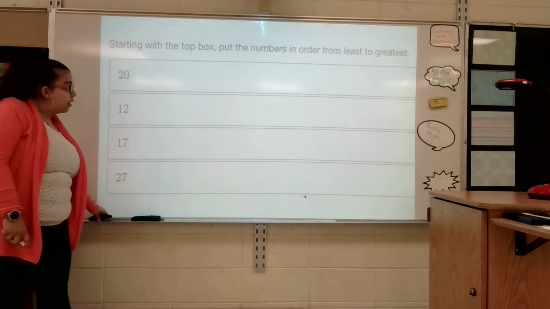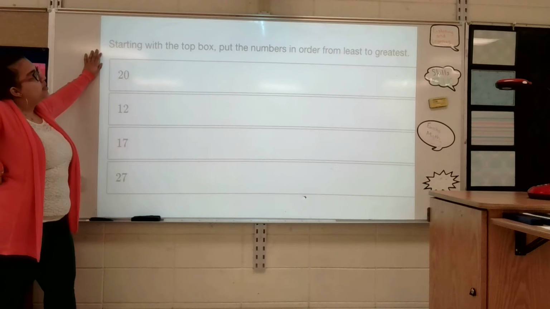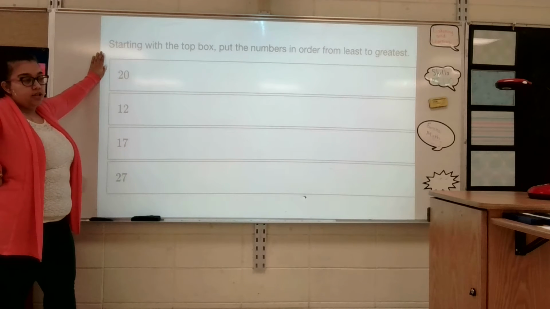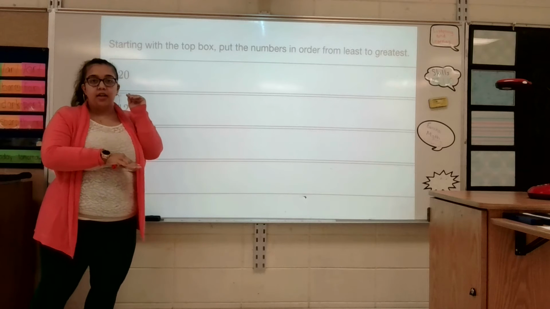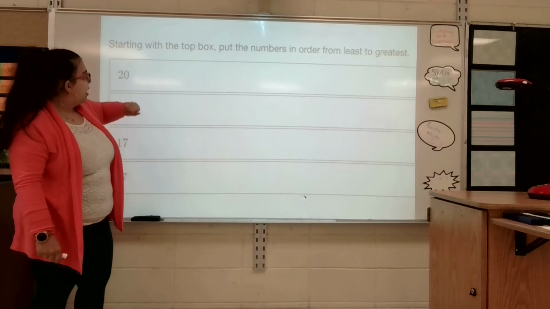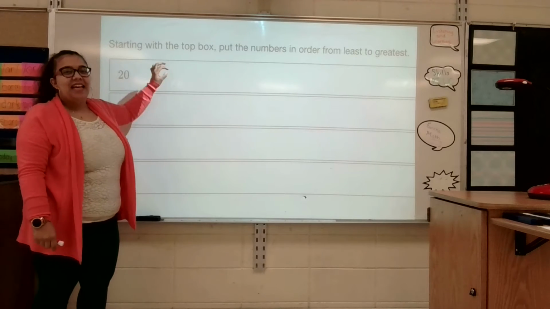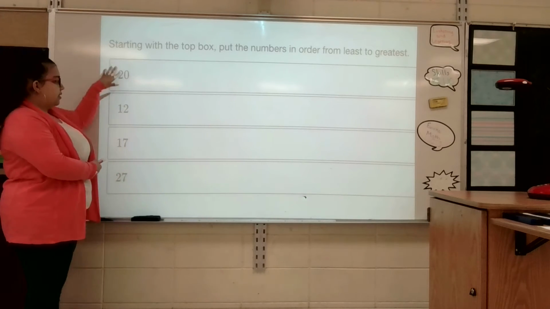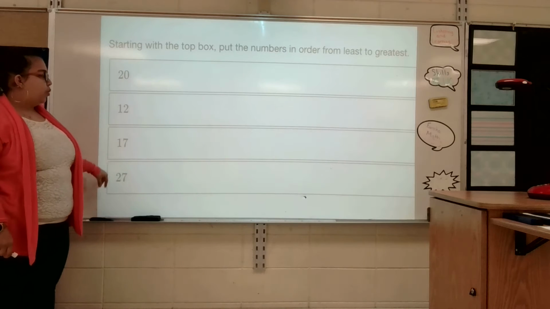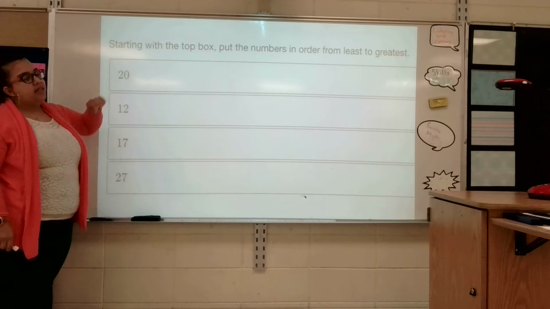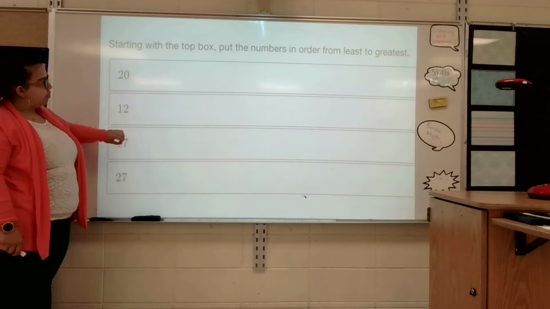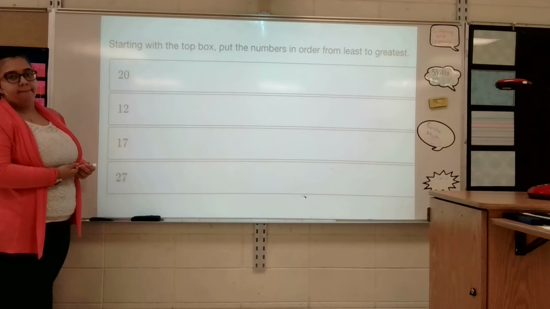So this is where it says start with the top box, put the numbers in order from least to greatest. You have seen that before where I tell you to put things in order. You have to drag and move the pieces in order. So if I want these in order from least to greatest, which number should I drag to the top?